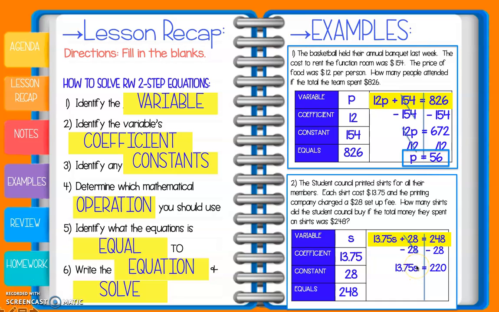my coefficient and my variable. To undo my multiplication, I'm going to divide by 13.75, and whatever I do on the left, I've got to come over here and do on the right as well. So I'm going to divide by 13.75. So my times by 13.75 and my divide by 13.75, those cancel out, and we're left with just our s. So now we're going to divide 220 divided by 13.75, and we get 16. Okay, so this answer tells us S equals 16, or that the club bought 16 shirts.